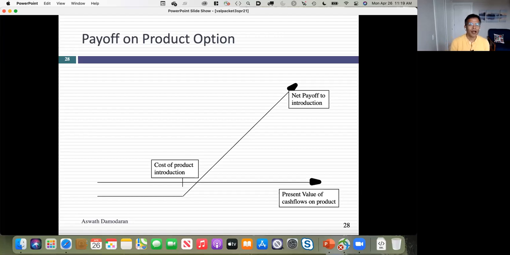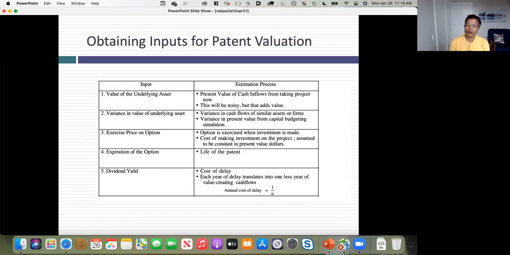So let's talk about how you would value a patent. Where would you go get the inputs in order to be able to apply whether you can do it? Remember, ultimately, option pricing models require at least 5 inputs. You need a stock price, you need a strike price, you need a life of the option, you need a riskless rate, and you need a variance in the value of the underlying asset.